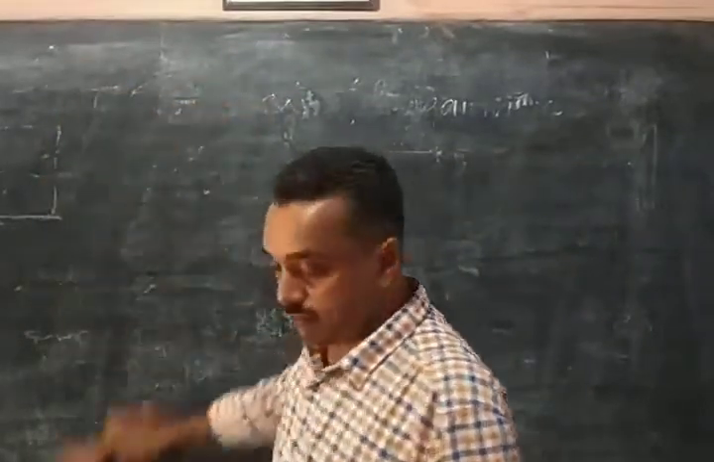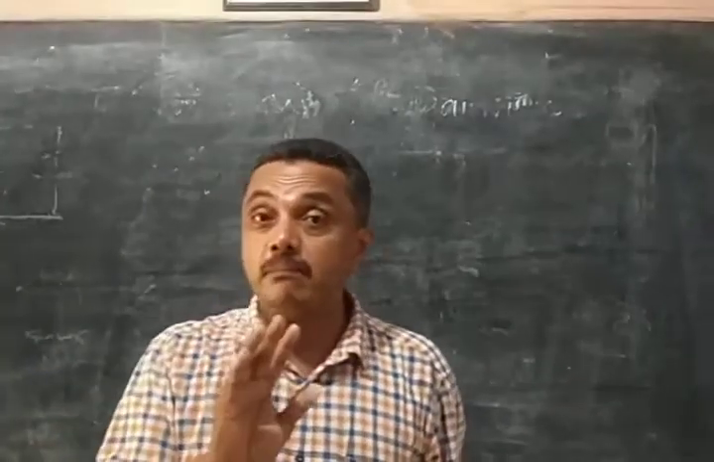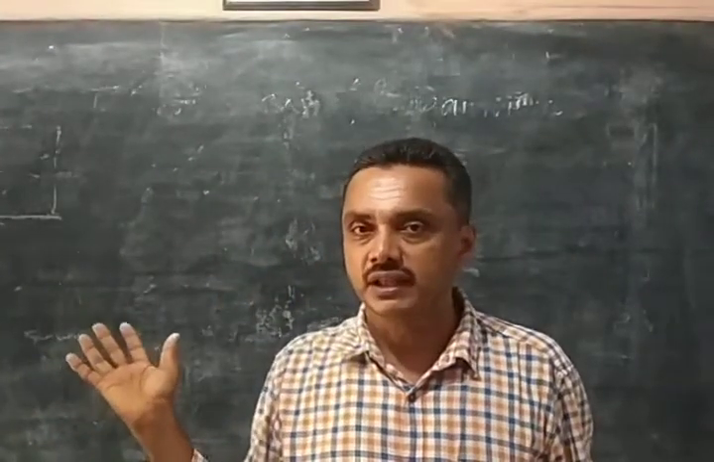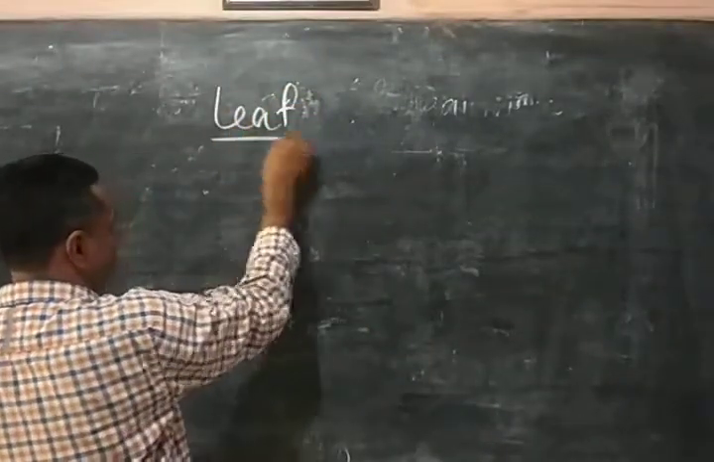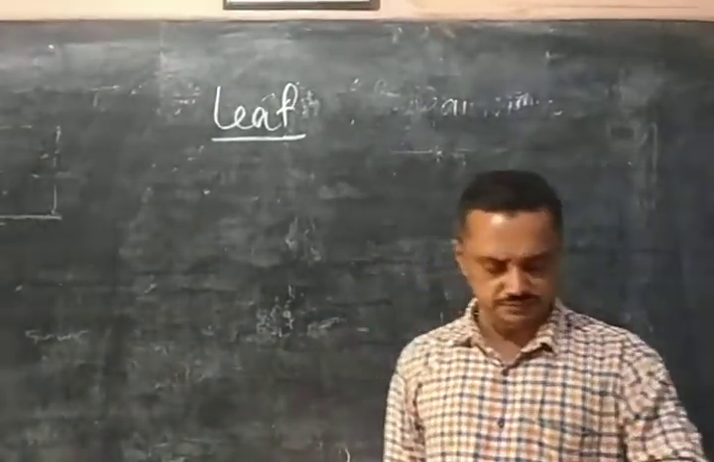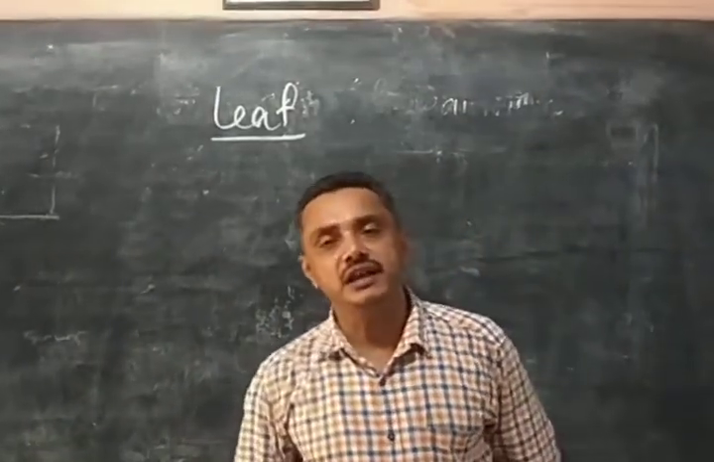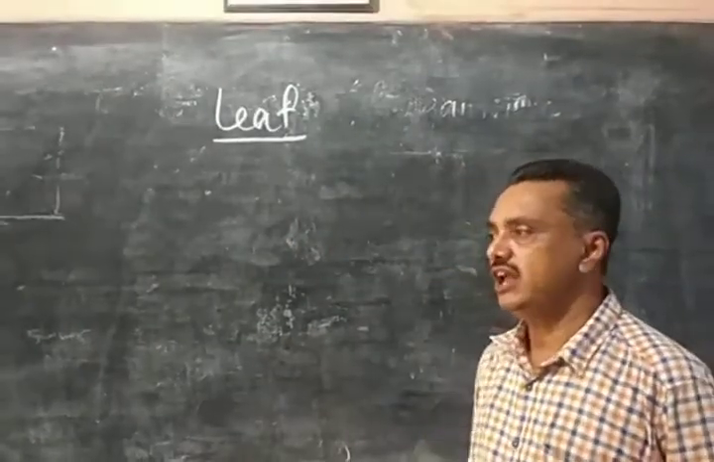Root and root modification is over. Stem and stem modification is over. Then comes leaves. Leaf modifications and types of leaves are more important. When it comes to leaf and leaf modification, I will send the notes later on.